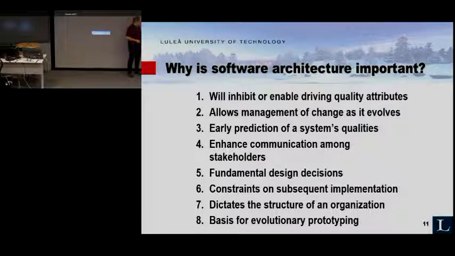Early prediction of qualities, already mentioned. Enhanced communication among stakeholders. That's where the timeline comes in, by the way. If you want to show it to a potential customer or the marketing people or your boss, or if it's to show the end user, it might be the quality assurance person. There are lots and lots of stakeholders who have different types of interests, but having a good design is a fundamental thing that you can use in such discussions. Yeah, so fundamental design decisions.